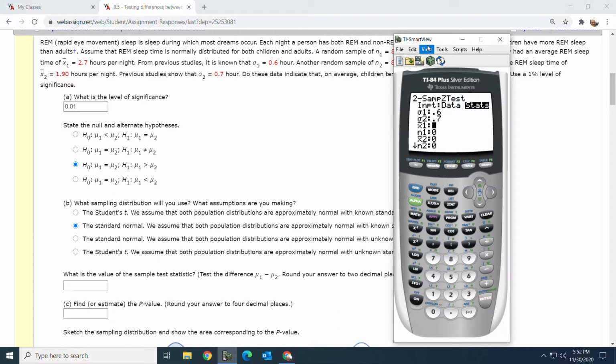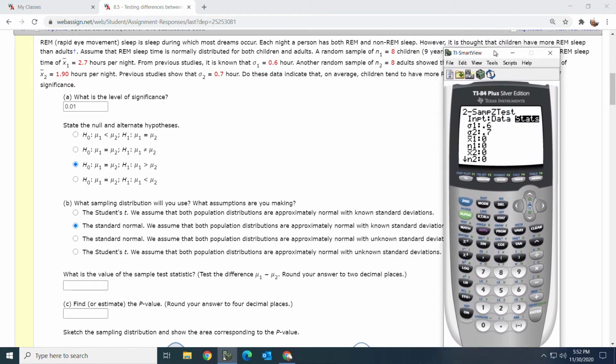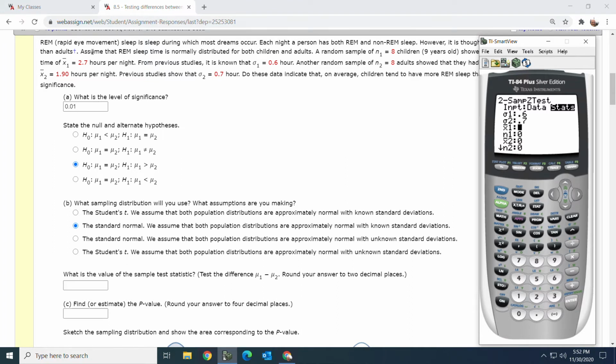The average sleep time for the kids is 2.7 hours per night, and there were 8 children in the sample. The average for the second group, which was the adults, 1.90, and there were also 8 adults in that sample. Let's arrow down. We want to argue that kids get more REM sleep than adults, so we're going to go mu1 greater than mu2. Make sure that's highlighted. And then we'll calculate.